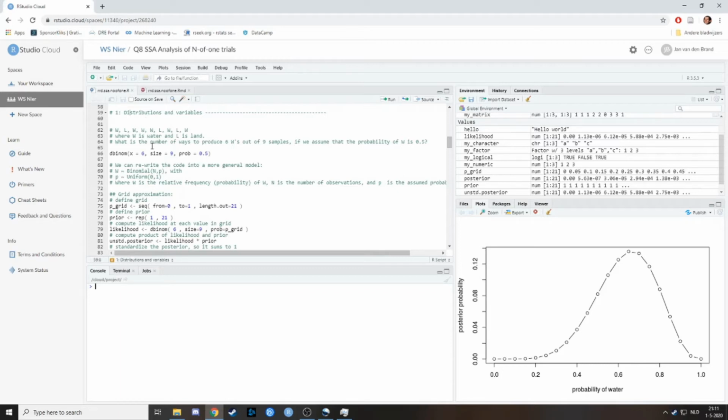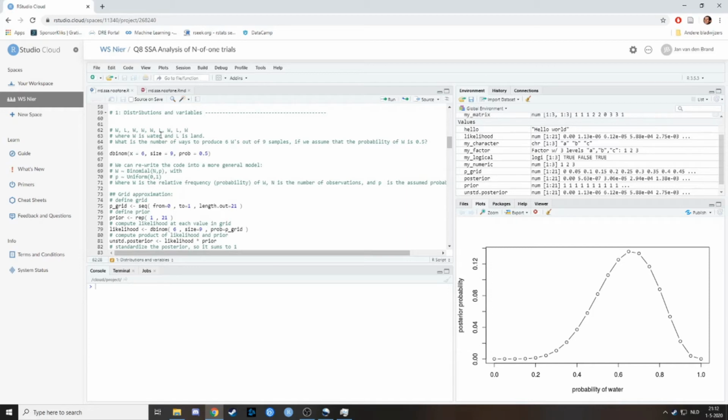Let's say we've done this 9 times, so we toss the ball in the air 9 times, and this is the sequence that we've got. The first time is water, second time land, then water, water, water, land, water, land, water. So this means that there are 6 times water and 3 times land.